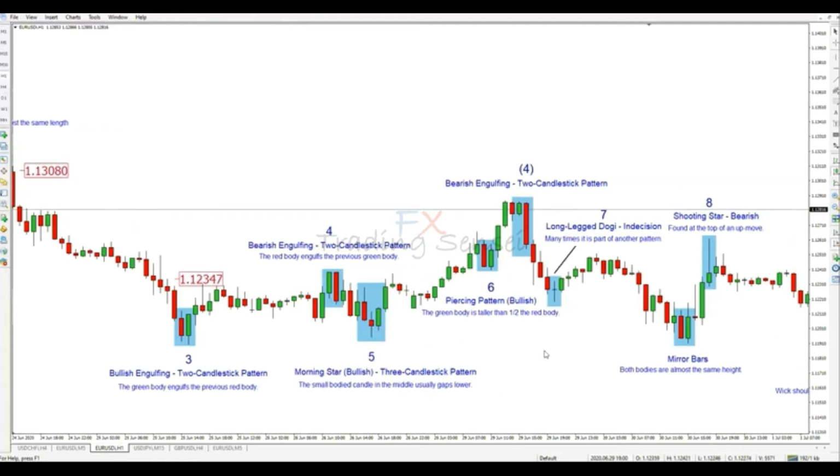Number 5 is the morning star, which is bullish, and it's a 3 candlestick pattern. It involves this candlestick, this one, and this one.